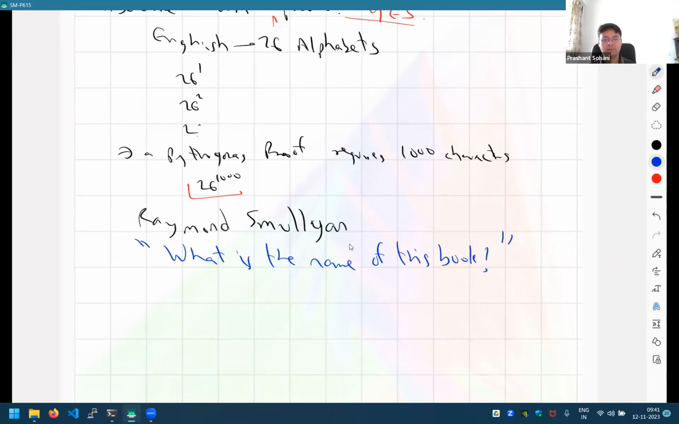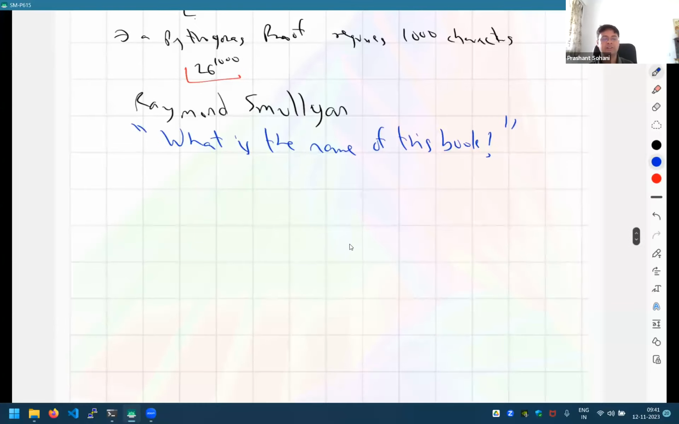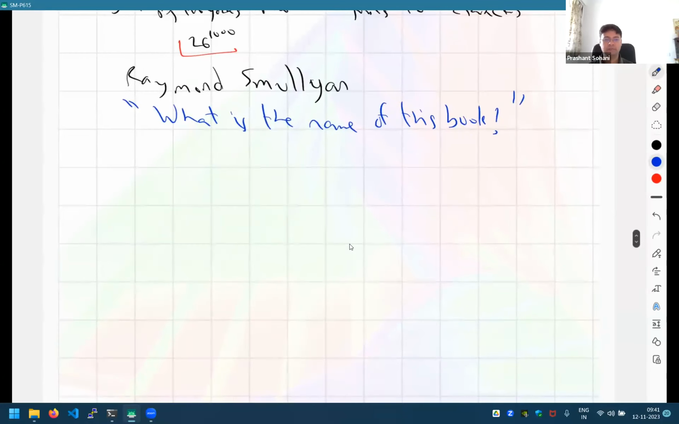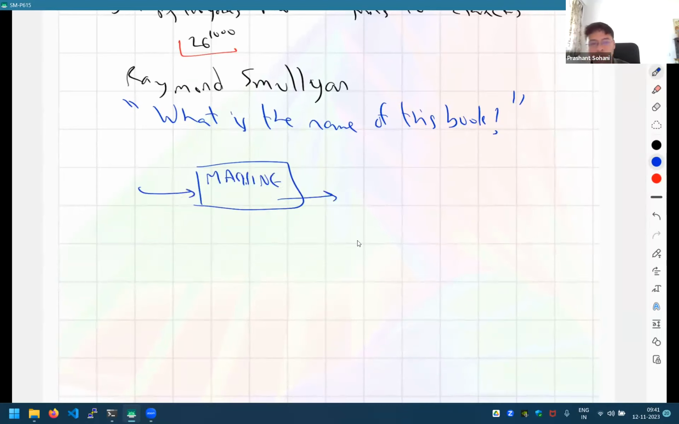So let me share one very nice example of this kind of work. There's a lot of context and story behind it, which I will not share. But basically, there is a machine which takes input and generates some output. It operates on numbers. So basically, you have to feed a number, and here we are talking of natural numbers. The output will also be a number.